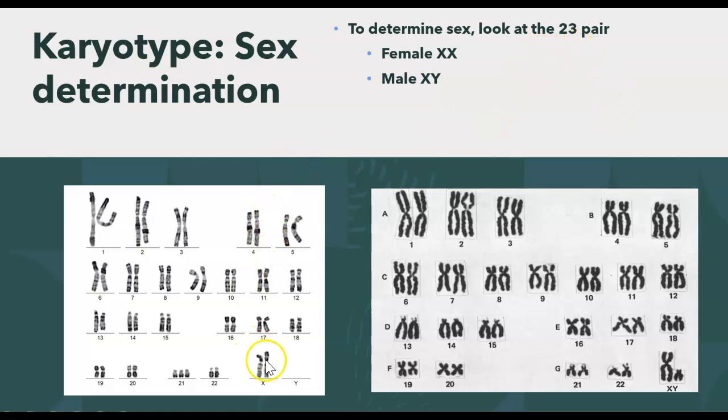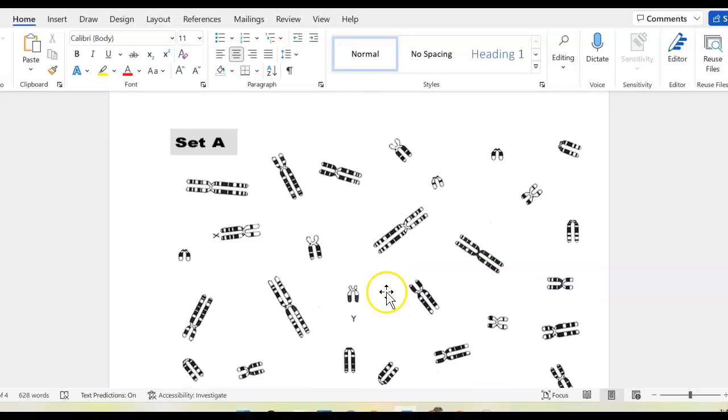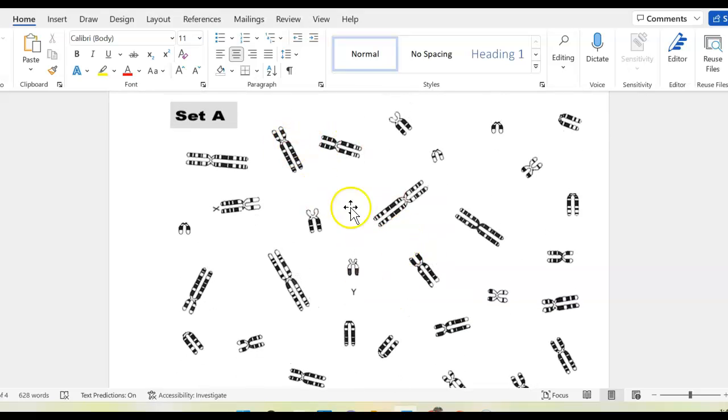So when you look at your karyotype, you want to look down here and see, do you have 2 X's? That would indicate a female. Or do you have an X and a Y? That would indicate a male. So let's go back to your assignment for a second. Like I said, you need to take this sheet down here and you need to cut all of these chromosomes out. And then you're going to pair them up.